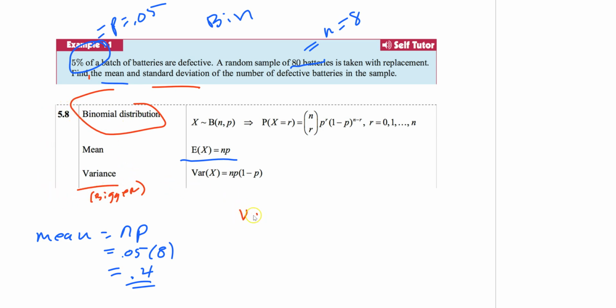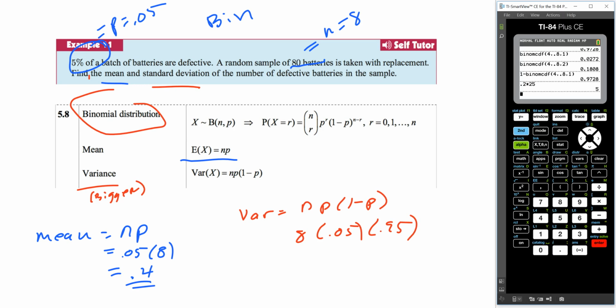So in this case, I could use the variance, which is just np times 1 minus p. So in this case, n is 80, probability is 0.05, and then 1 minus 0.05 is 0.95. Put that into the calculator. So 80 times 0.05 times 0.95. And you're going to get 3.8.